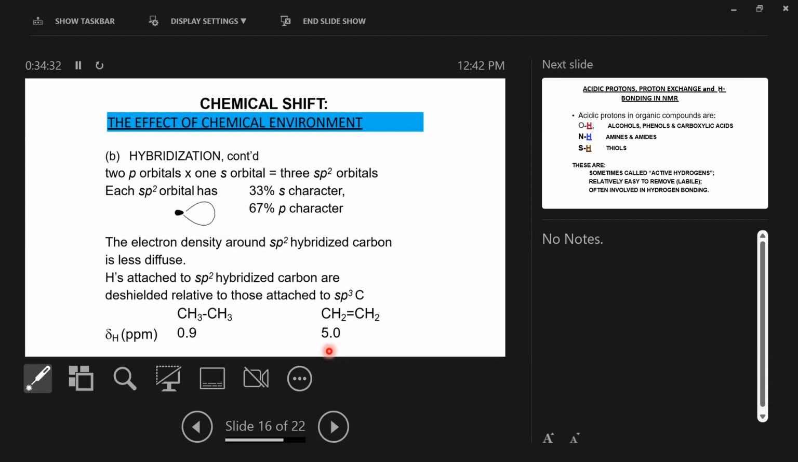Can I move on? No? So which part again? Does it become more shielded or de-shielded? If I change the hybridization state of this protons from ethane to ethene, the chemical shift moves from 0.9 to 5.0. And the answer was de-shielded. It's now resonating, precessing at a different, higher frequency. So it's more de-shielded.